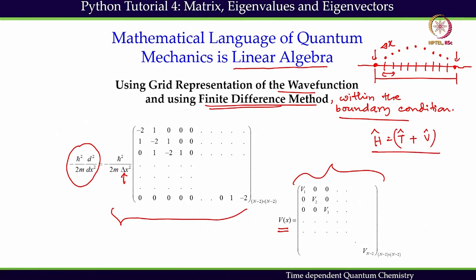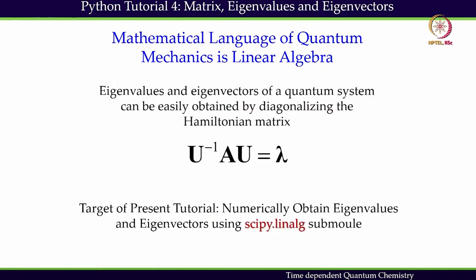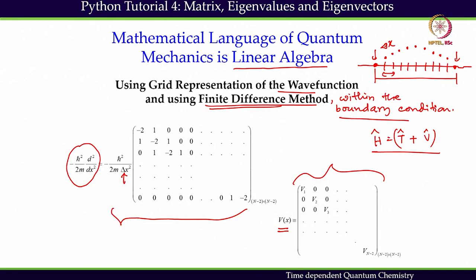So, if I have the Hamiltonian represented in matrix form, then we can immediately get the eigenvalues and eigenvectors from that matrix. We have also realized in the same module, module 4 of this course, where we showed the connection between linear algebra and quantum mechanics, that the eigenvalues and eigenvectors of a quantum system can be easily obtained by diagonalizing the Hamiltonian matrix. So, I have shown how to get the Hamiltonian matrix. The Hamiltonian matrix will be obtained by adding these two matrices.